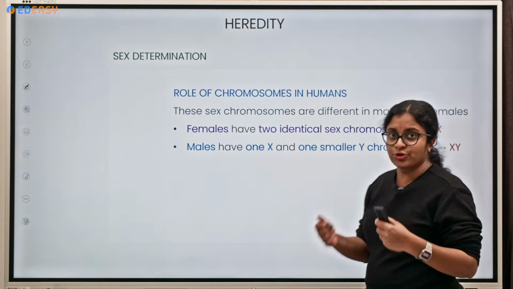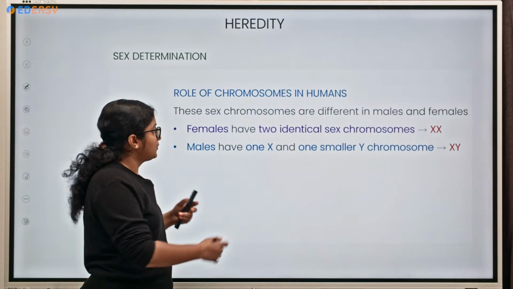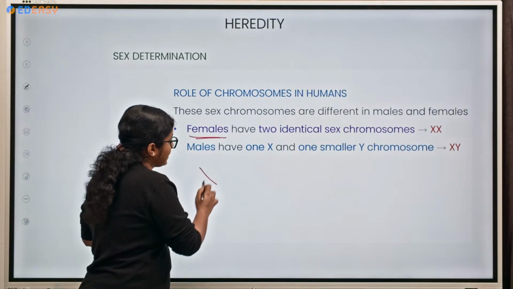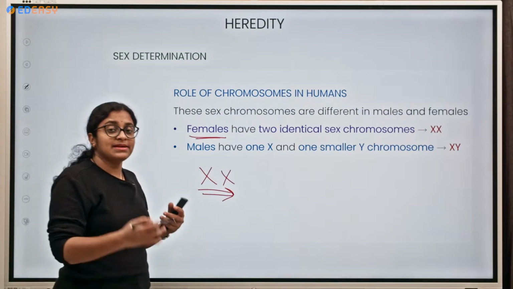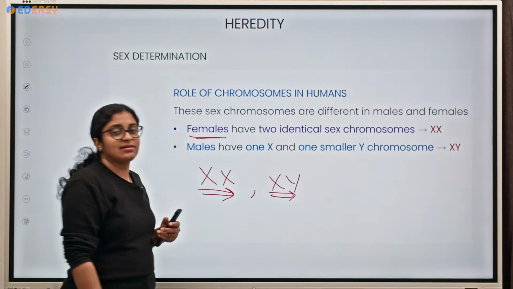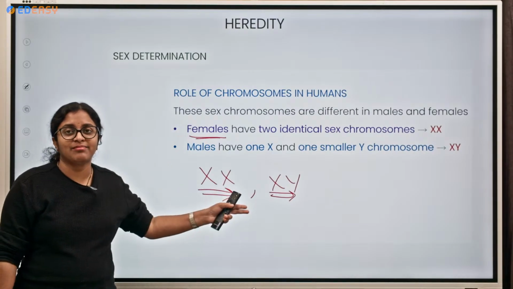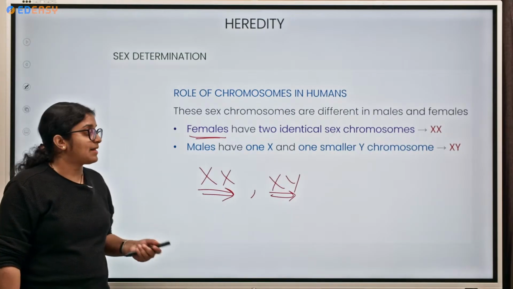In humans, the 23 pairs of chromosomes are present. So these sex chromosomes are different in males and females. As I have told you, females have XX, meaning two identical chromosomes, and males have XY, one X and one Y, Y being the shorter one. Now, how is the sex of the child determined?